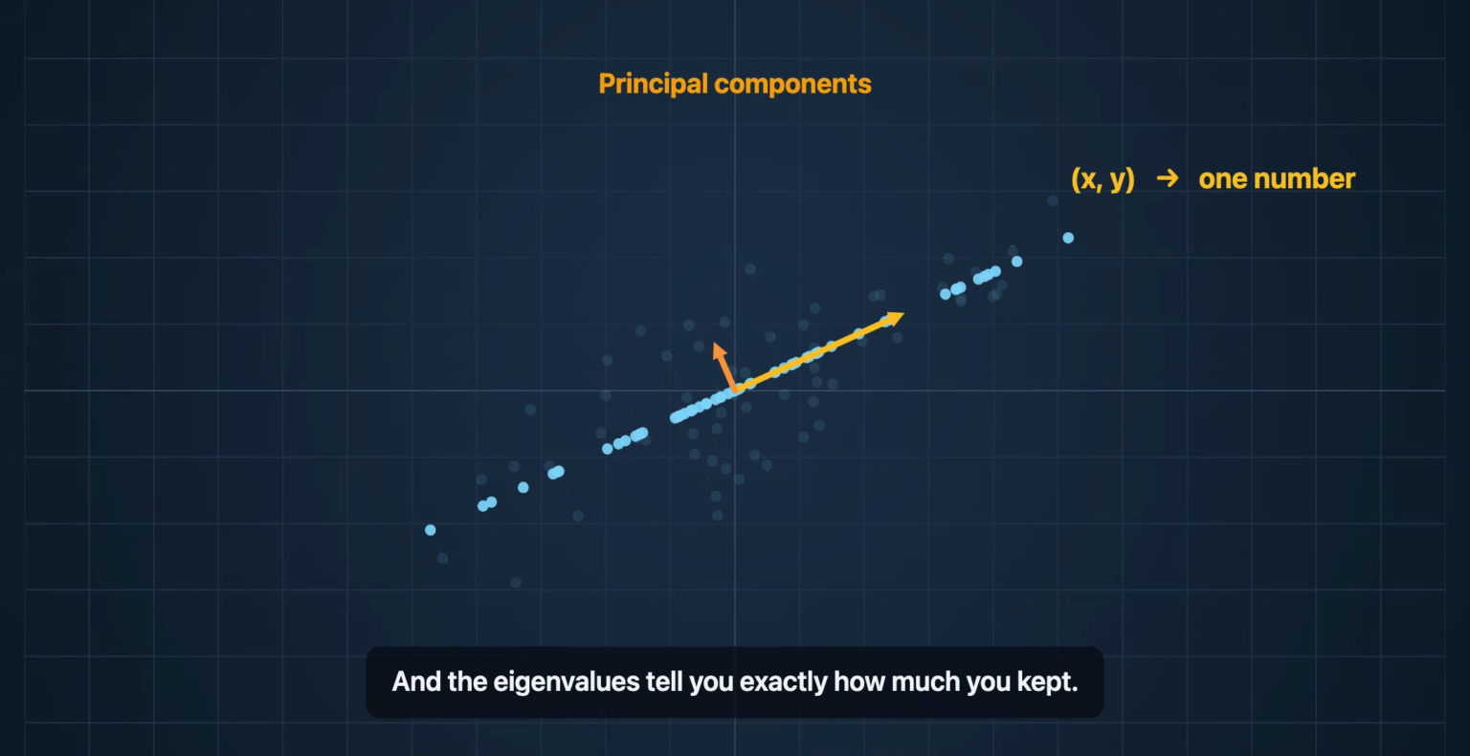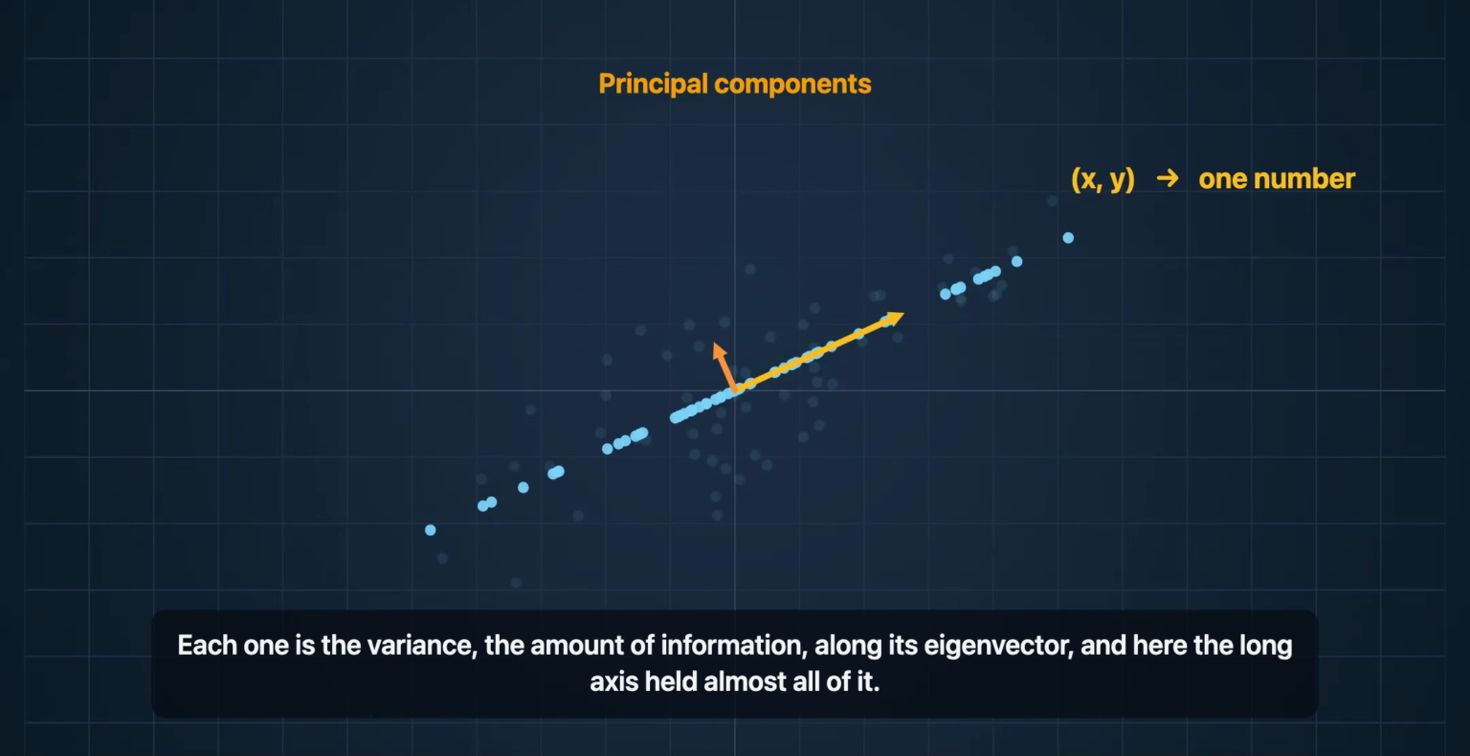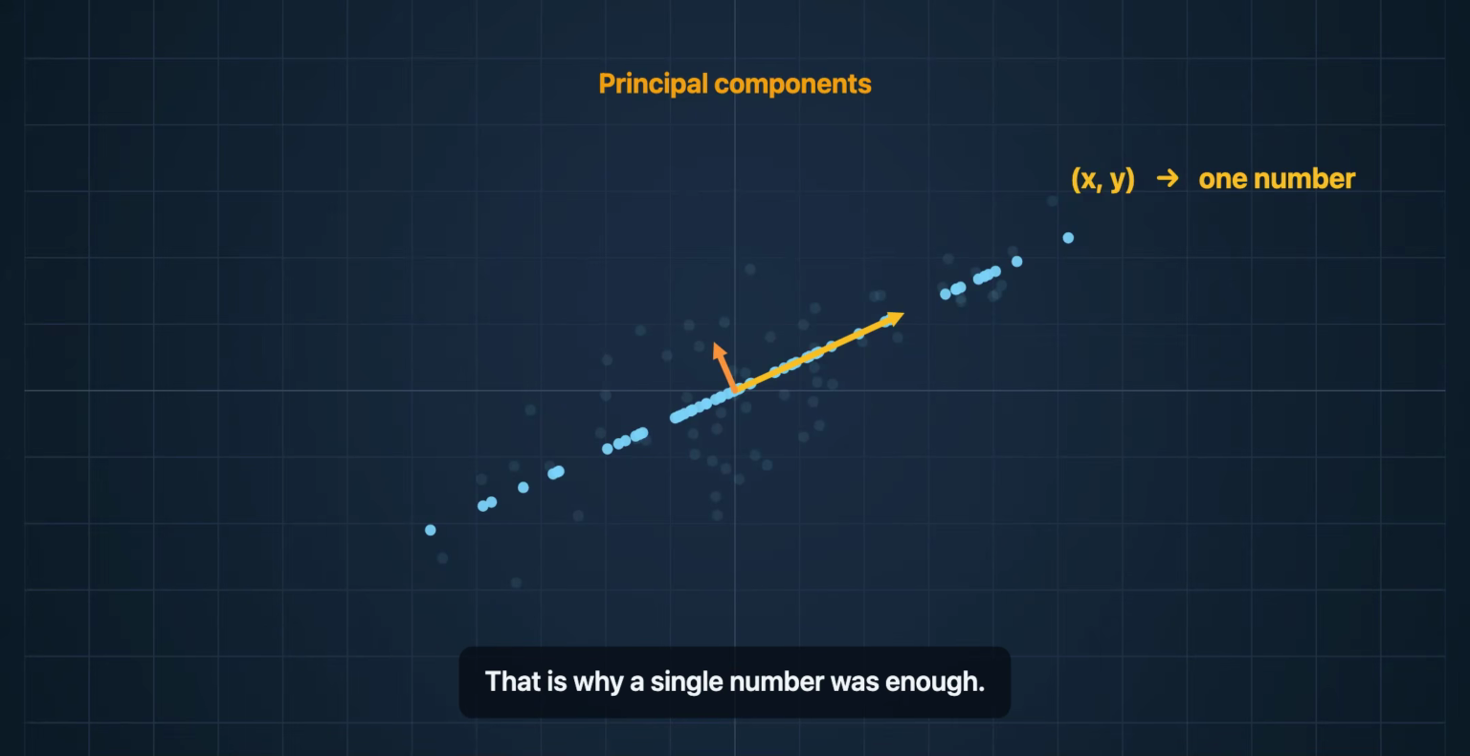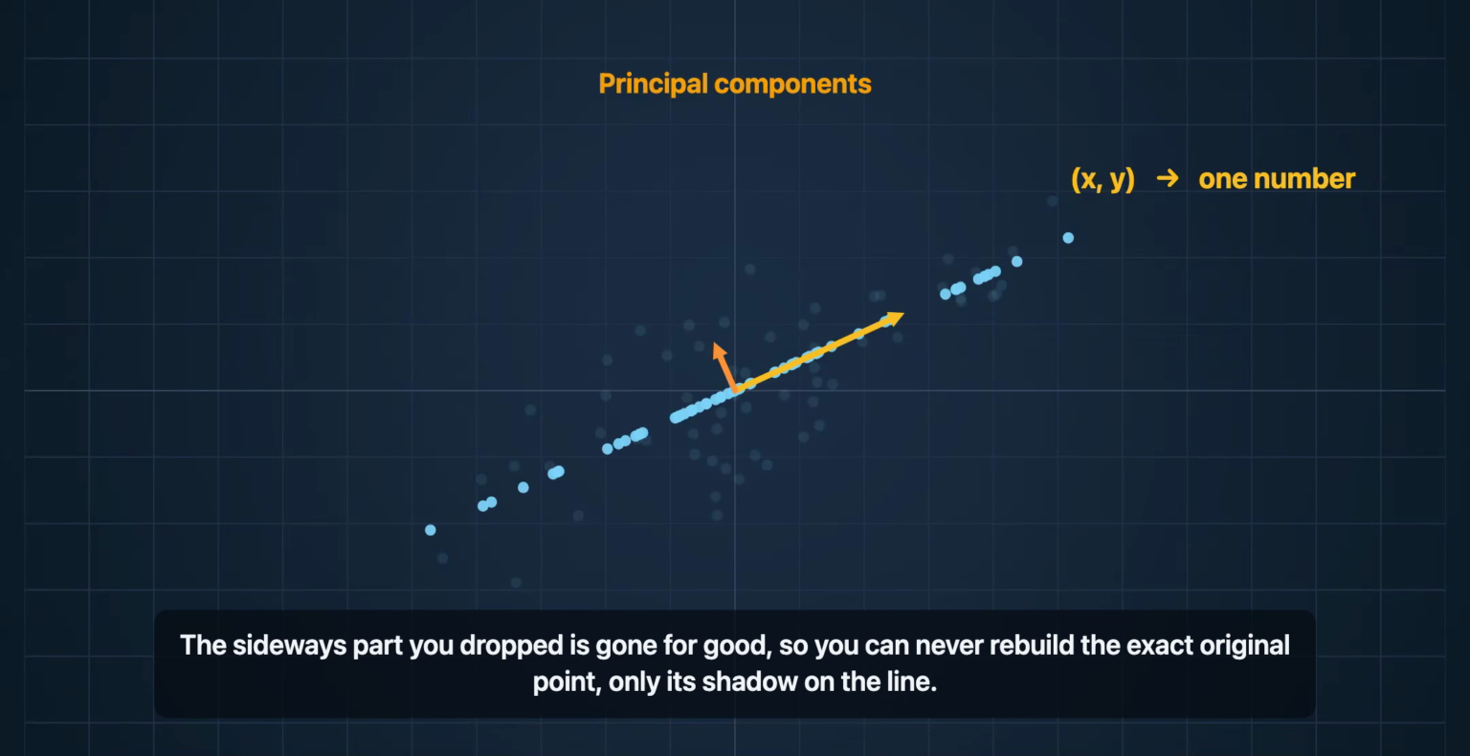And the eigenvalues tell you exactly how much you kept. Each one is the variance, the amount of information, along its eigenvector. And here, the long axis held almost all of it. That is why a single number was enough. Now be honest about the cost. This is lossy. The sideways part you dropped is gone for good, so you can never rebuild the exact original point, only its shadow on the line.